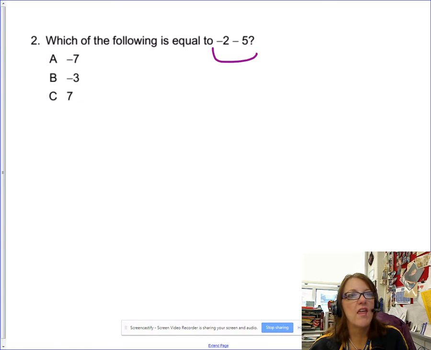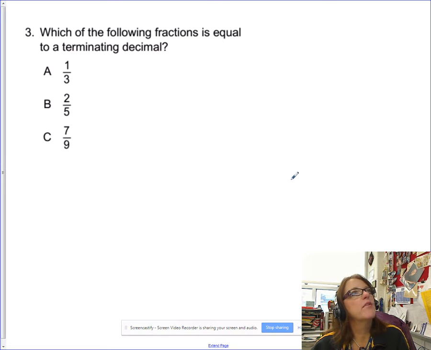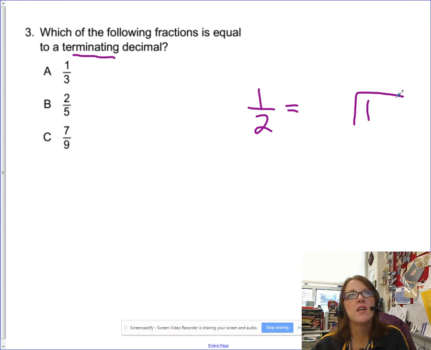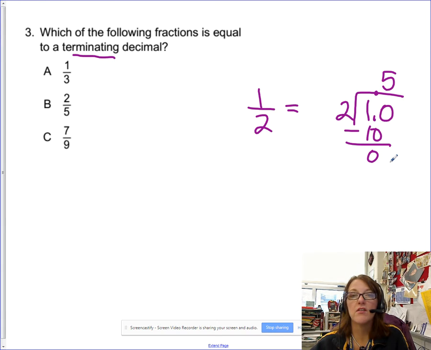So do that one. Number 3, which of the following fractions is equal to a terminating decimal? Terminating means it stops. So a nice fraction like 1/2. And I say nice because when you take 1 divided by 2 and you do the long division, you end up with 0.5 and then you're done. You have no more remainder. This decimal stopped. That means it's terminating.